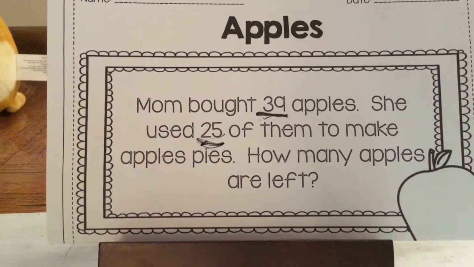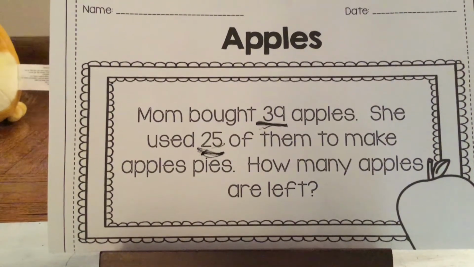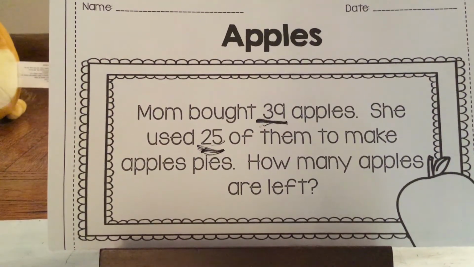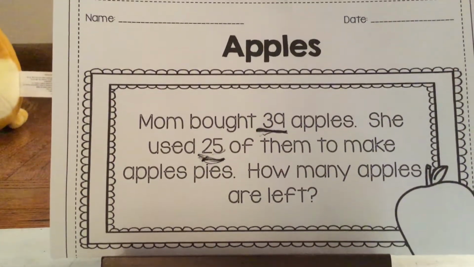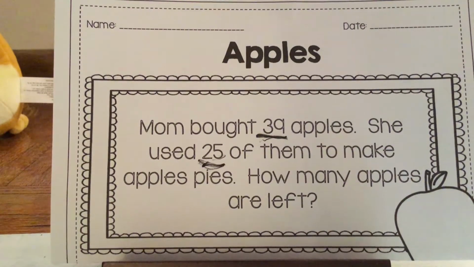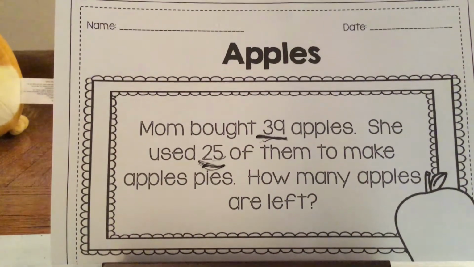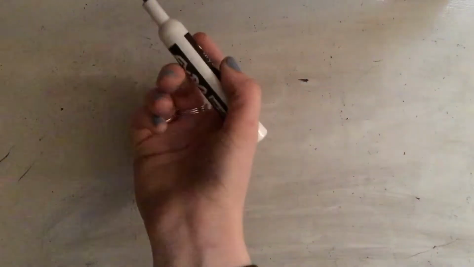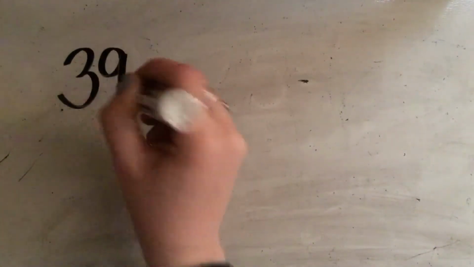All right, so my next step is to decide whether I'm adding or subtracting. So if Mom started with 39 apples and she used 25, so that means she had 39 and then she took away 25. So how many are left? If she had 39 and she uses 25, that means those 25 are not there anymore. So we are subtracting.